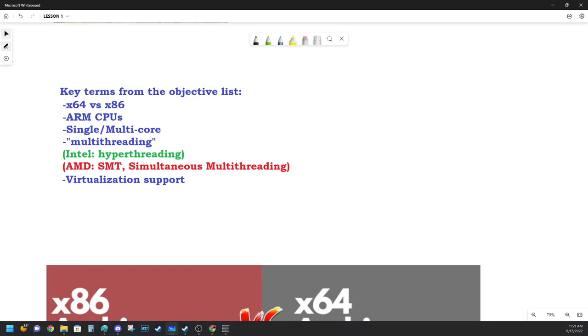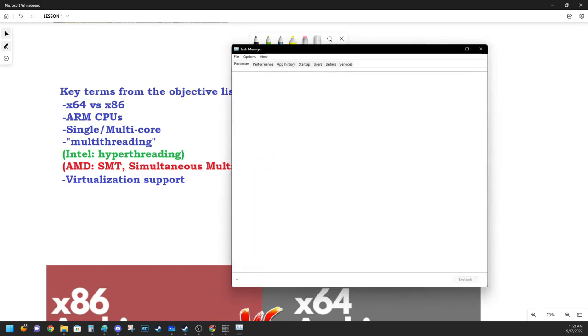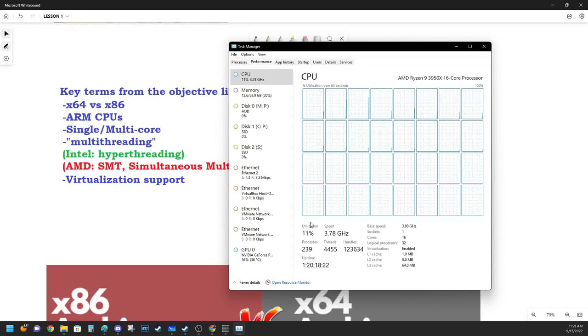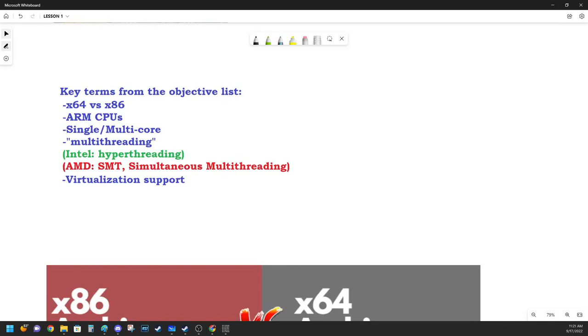Are you guys still playing around in your task manager? Yep, maybe. You feel like a mad scientist with all those moving graphs and fancy numbers and whatnot. And honestly, as we get through A+, you want to start realizing, you know what? I know what most of this means. I hope you don't have this many Ethernet adapters, but you'll start seeing all these specifications and actually understanding what they mean.